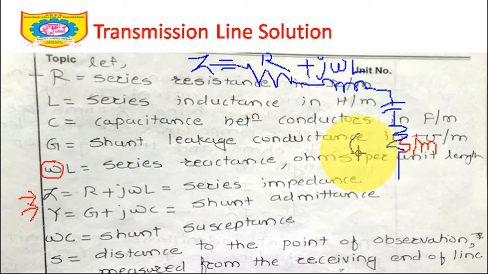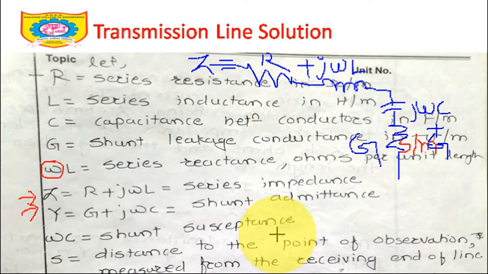This resistance I am drawing, but it is not resistance, it is conductance. So I am having this as omega C and this as capital G. So what I can write, like R plus j omega L, I can write G plus j omega C. So capital Y is a shunt admittance, it is G plus j omega C. What is omega C? Shunt susceptance. See, omega L is reactance and omega C is susceptance.